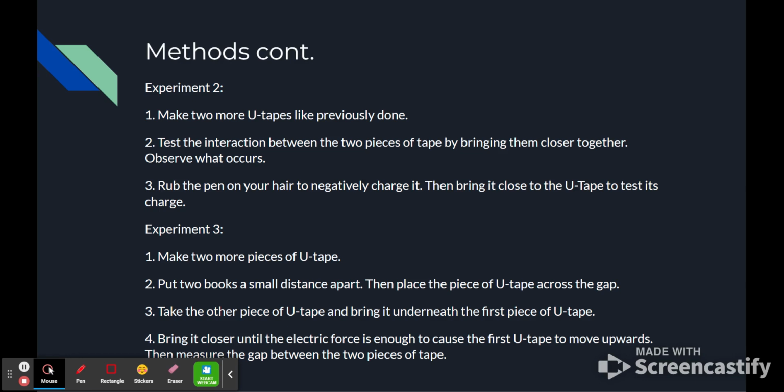In experiment 3, I make 2 more pieces of U-tape. I put 2 books a small distance apart, and then place the piece of U-tape across the gap. I take the other piece of U-tape and bring it underneath the first piece of U-tape. Then I bring it closer until the electric force is enough to cause the first U-tape to move upwards, and then measure the gap between the 2 pieces of tape.